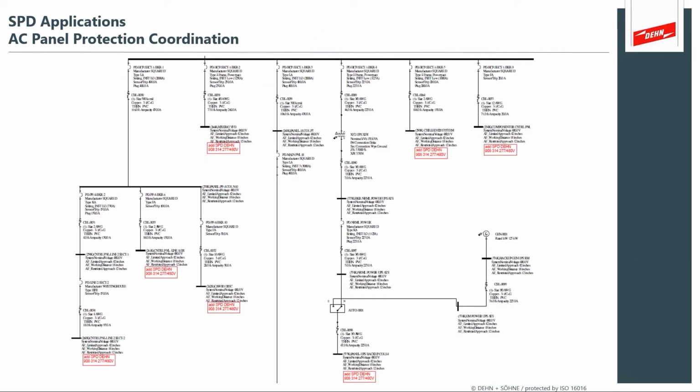Another really important aspect to look at is AC panel protection coordination, where you have your main incoming power, where you want to apply a very robust, what's considered a class 1 type protector in the IEC nomenclature. This is able to withstand direct strike energy from ground potential rise and from direct strikes onto the structure. And it's important to coordinate these with downstream AC power protection devices that are near the point of use.